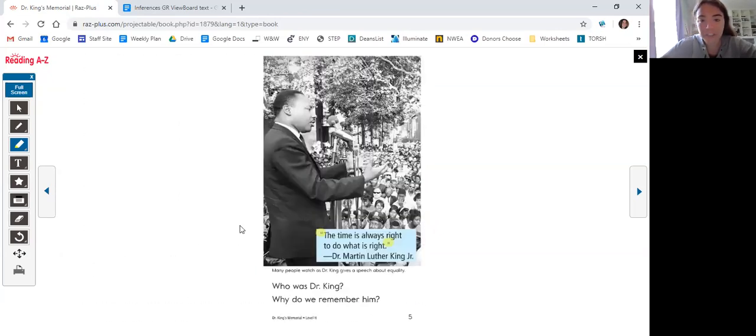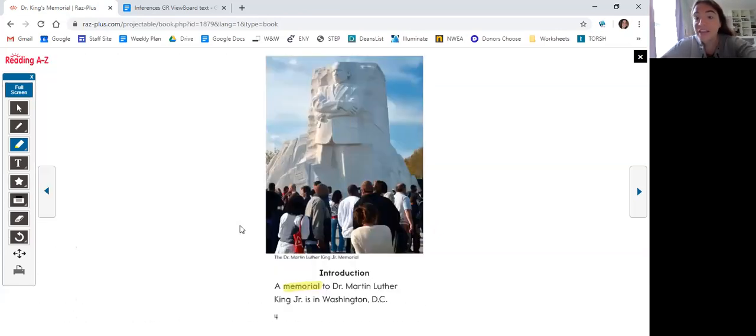So let's go back to the picture. This right here is a memorial. So it's a statue or something that we use to remember all of the great things Martin Luther King did. In the word memorial, you might notice that the word memorial sounds a lot like the word memory. That's exactly right. So it's something that is built so that we can remember or have a memory of someone who was really important. And Martin Luther King Jr. was a really important person in our country.